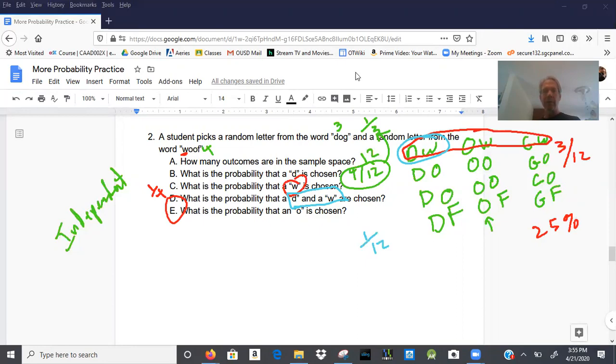And then let me change the colors one more time. Probability that an O is chosen. This is a super tricky one. I'm going to give you a minute. Now my writing's a little difficult. That's actually a D. But there's an O there, there's an O there, there's an O there, there's an O there, there's an O there, there's an O there, there's 1 there, there's 1 there. I think I got them all.